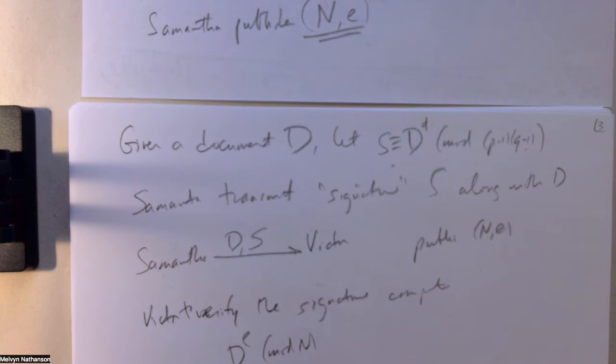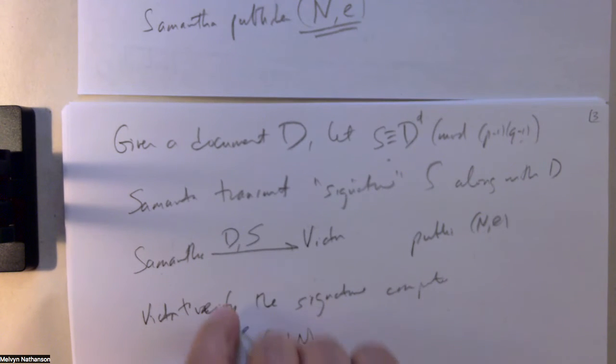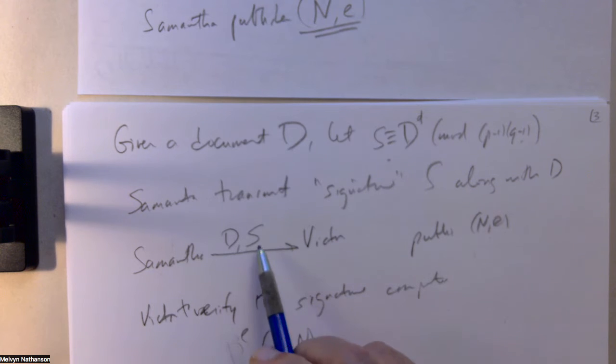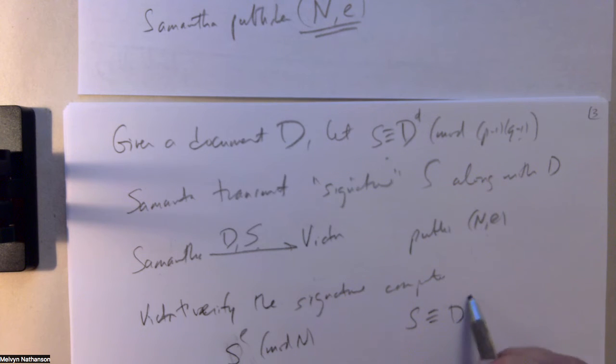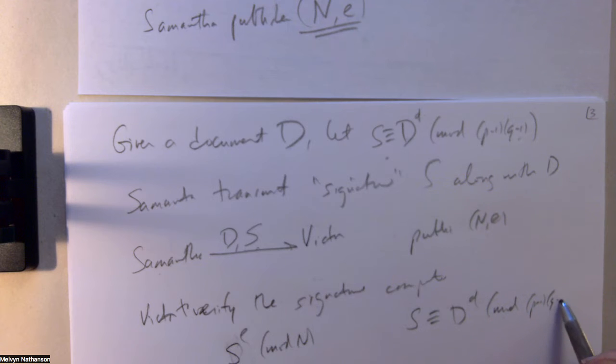And what happens? Well, he computes S to the power E mod N. So Victor has received the signature S from Samantha or from someone. He computes S to the power E. What is S to the power E? Well, S was congruent to D to the power little d mod (P minus 1)(Q minus 1), which is N. Sorry.